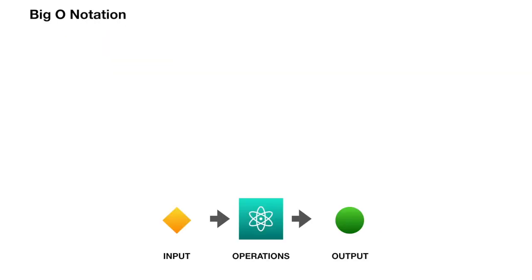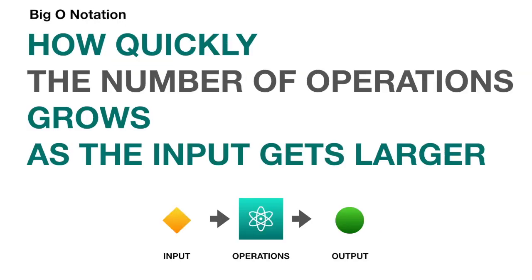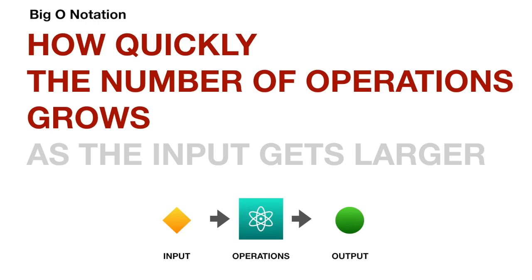More specifically, big O notation shows how quickly the number of operations grows as the input gets larger. It may sound a little complicated, so let's break it down a little more. How quickly the number of operations grows. As we know, an algorithm is a defined set of operations that solve a problem. It takes an input, processes it, then spits out an output. And the number of procedures needed to compute the output mostly depends on the input. The larger the input, the more time it takes to compute.